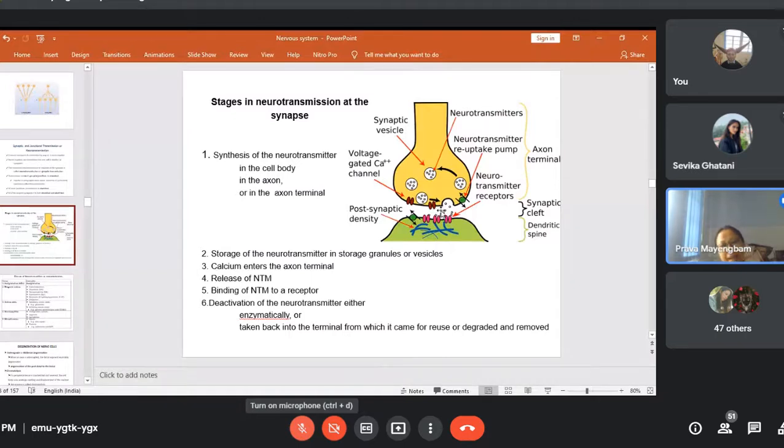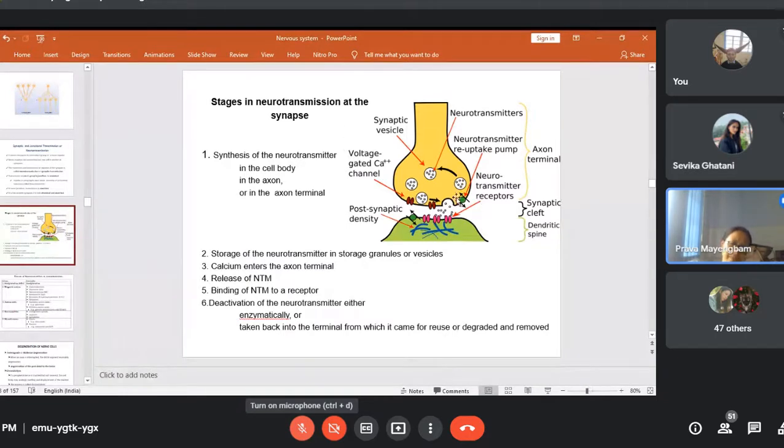Or there can be again reuptake. Okay, so this acetylcholine or any neurotransmitter will be again taken back up to the presynaptic neuron, and will be used again for resynthesis. Okay, so they will bind to their receptors. Leftover ones can be taken up or they will be destroyed. Okay, so these are the stages in neurotransmission at the synapse.